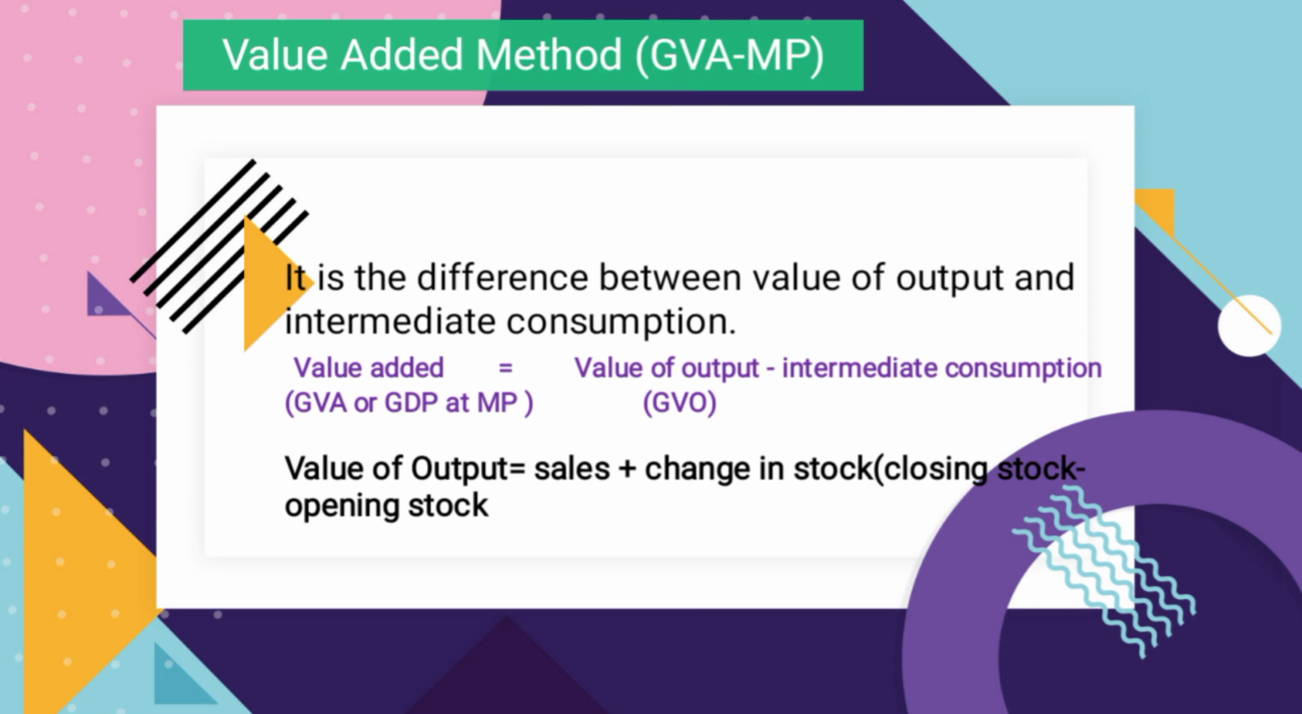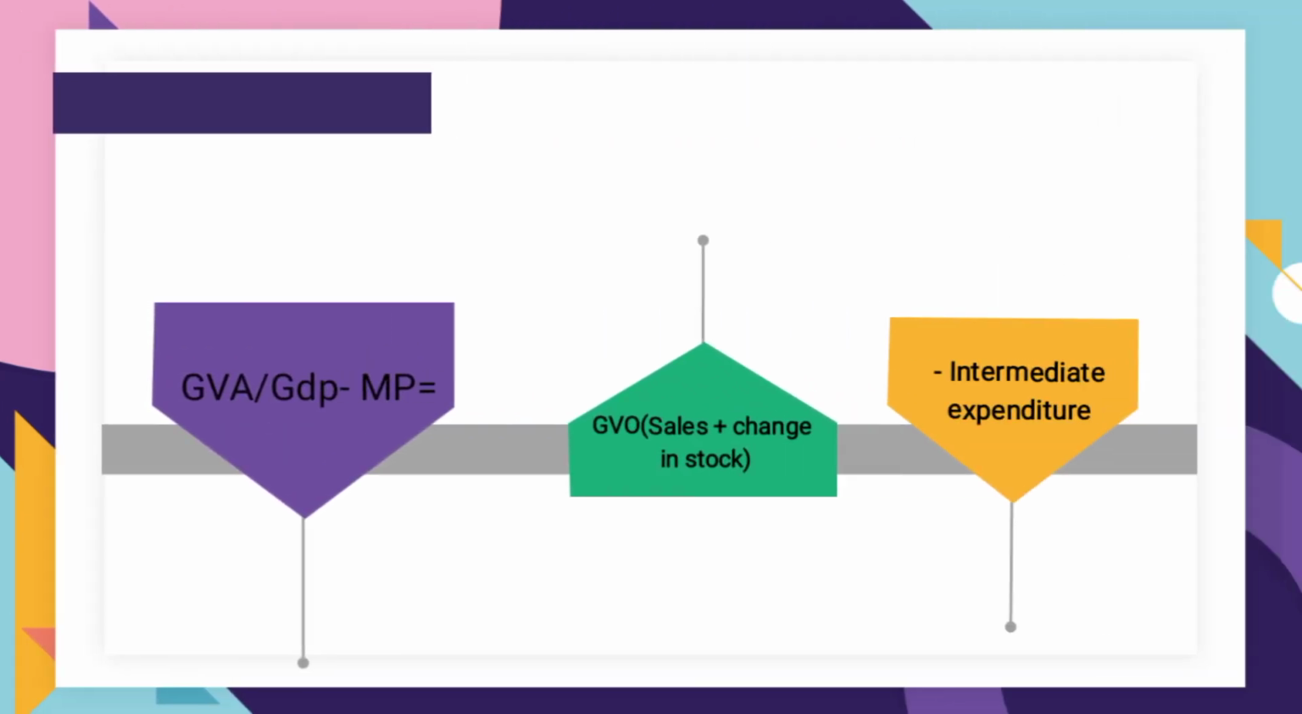Value of output consists of sales plus change in stock. If value of output is not given in the question, then we have to calculate it as the sum of sales plus change in stock, and we can find change in stock through closing stock minus opening stock. So here we get the formula: GVA or GDP at market price equals GVO minus intermediate expenditure.